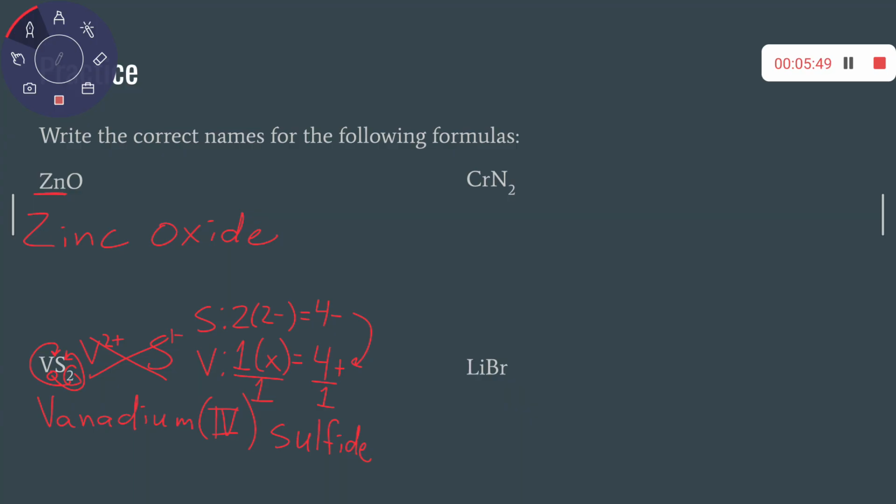Let's try another one. CrN2. Cr, we name it as it is, chromium. It is a transition metal with multiple possible charges, and so I do need a Roman numeral for this. I start with reverse drop swap. That gives me Cr2 plus and N minus. Unfortunately, drop swap fails again, and so I need to do my little algebra problem.